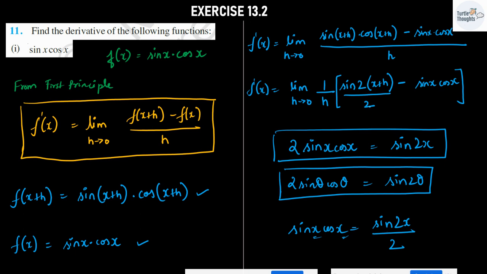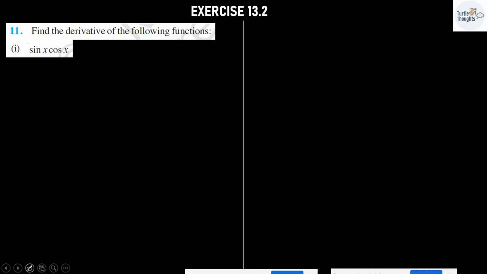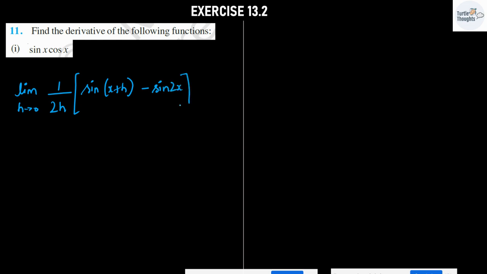Now, if I have to take this as common, what can I write this as? This can be written as limit of h tending to 0, 1 over 2h multiplied by sin 2 times x plus h minus sin 2x. Right? Now, sin 2 times x plus h minus sin 2x can be expanded. I will be writing limit of h tending to 0, 1 over 2h.